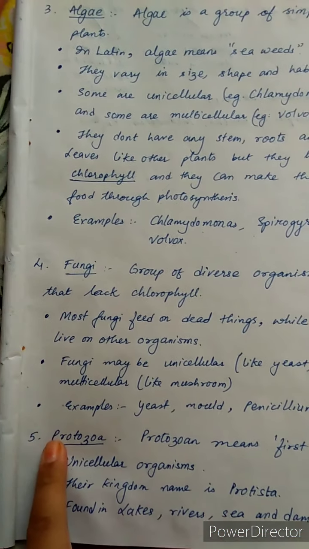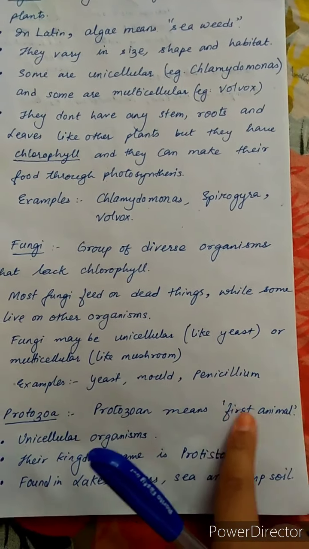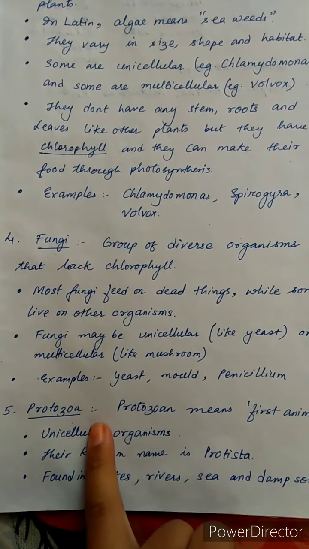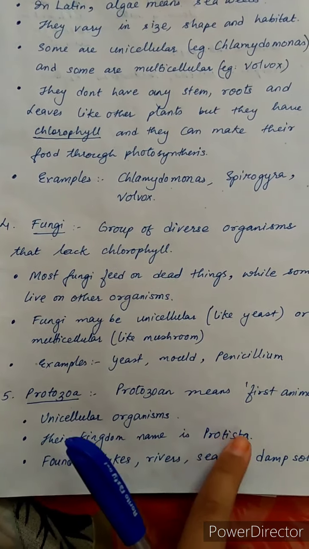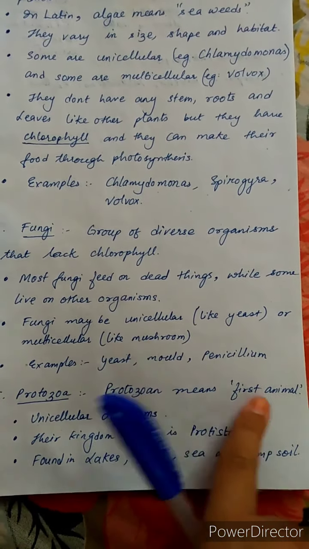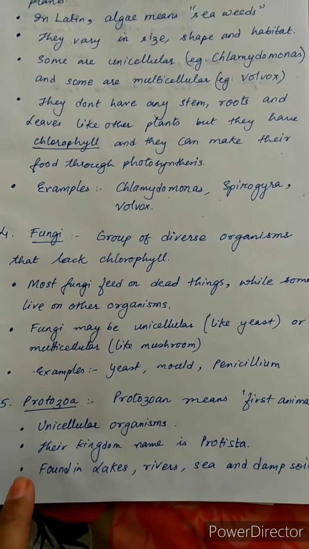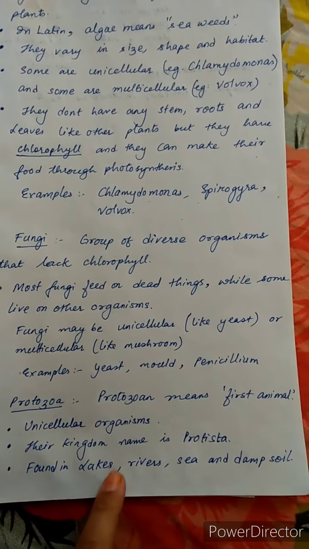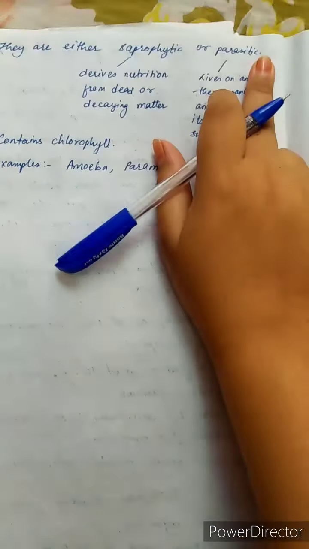Next classification is protozoa. Protozoan means first animal. It is unicellular in nature, means single celled. Their kingdom name is Protista. It is an animal, so there should be a kingdom also, and the kingdom name is Protista. And it is found in lakes, rivers, sea and damp soil. They are either saprophytic or parasitic.